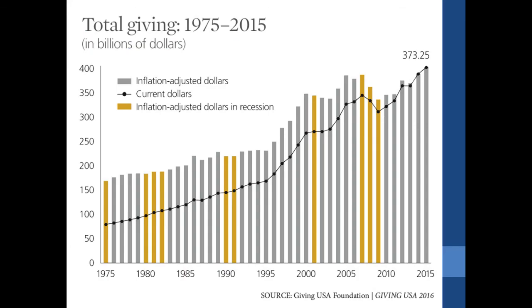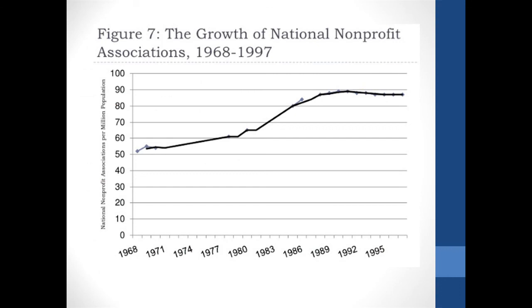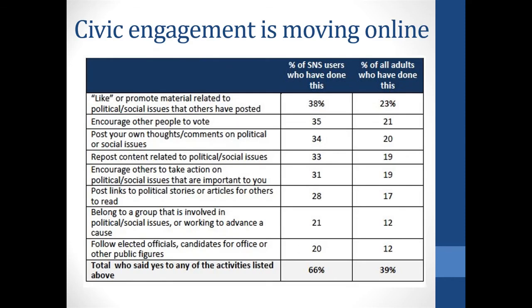We can see in this chart how philanthropic giving has increased dramatically between 1975 and 2015. So the fourth question is, how has philanthropic giving changed over time? It has increased. And you can see in this graph that there's been a lot more nonprofit organizations, from 1968 to 2000. The number has almost doubled in a 20-year, 30-year period of time. So a lot more nonprofit associations are springing up.